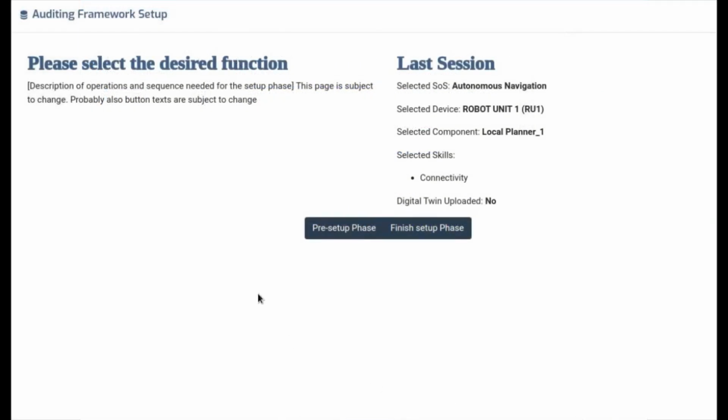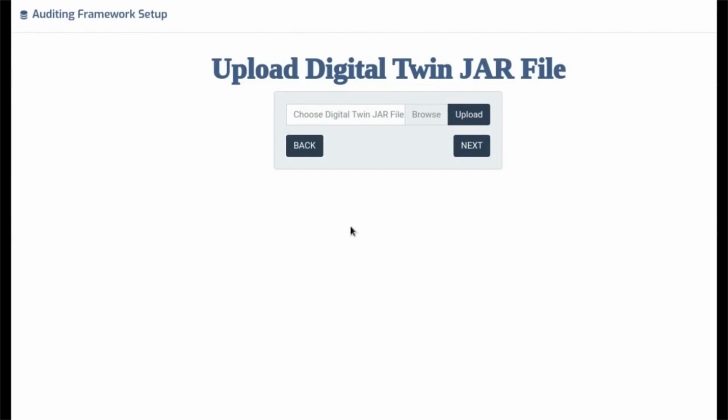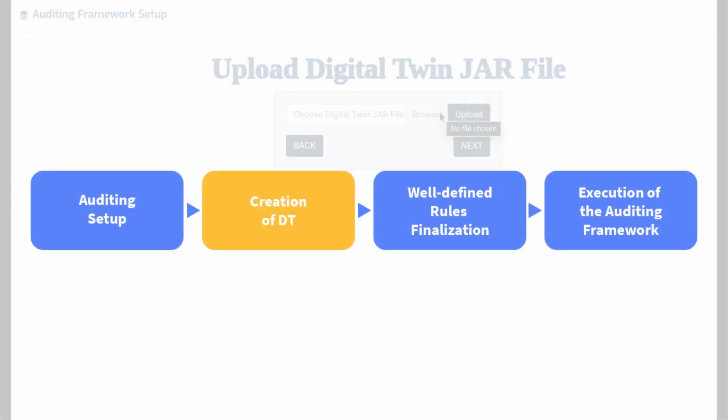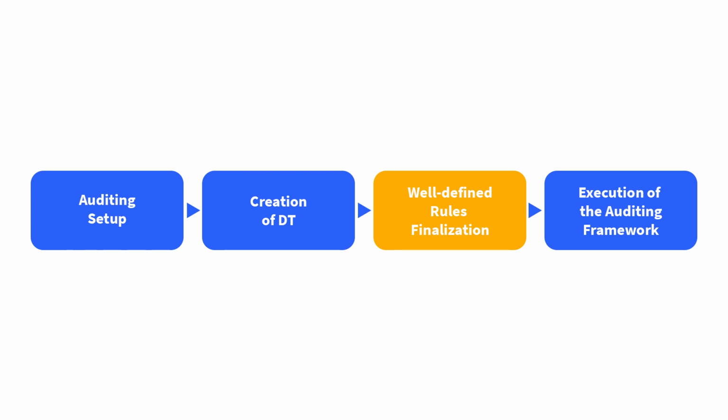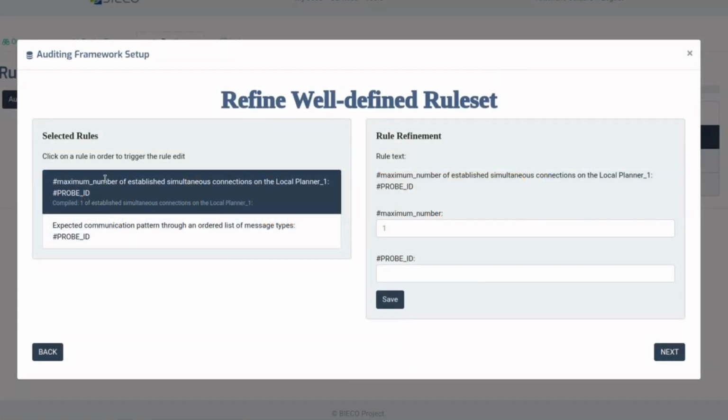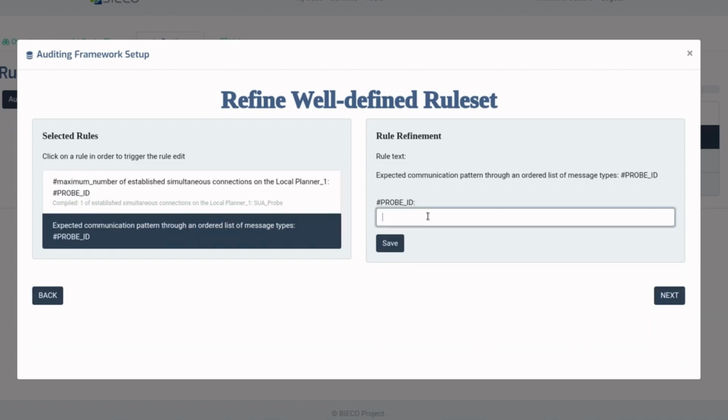Now, the auditing framework setup needs to be completed with the last step, that is the finish pre-setup. In this case, the user first needs to upload the prepared digital twin. Then, the user needs to finalize the well-defined rule by providing the identifiers of the probes injected. In this case, for the rule named maximum number of established simultaneous connections, the user inserts SUA probe. For the pure predictive rule named expected communication pattern through an ordered list of message types, the user inserts DT probe.